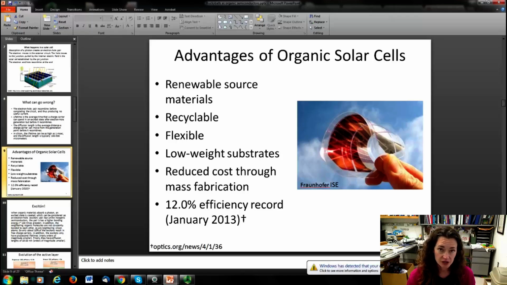So there has been a new record, 12% as of January 2013. I think it's gone even higher since then. They're always working on it. They're always raising the efficiency. So, you know, check back for updates on that.